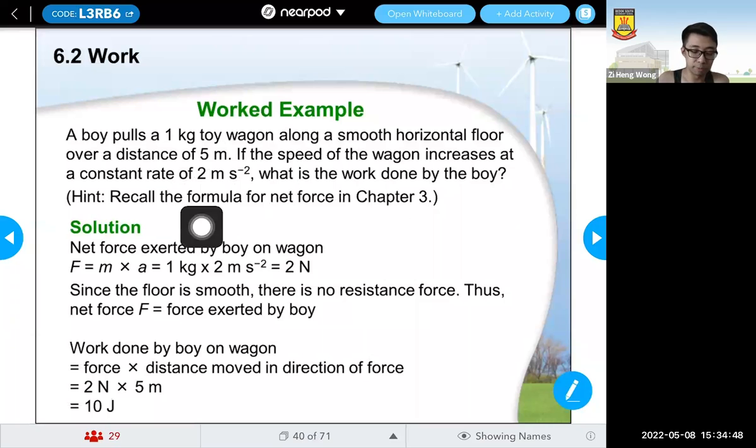So you need a formula for resultant force. First we make use of F equals m times a, where m is 1 kg and acceleration is 2 meters per second squared. So 1 times 2, so 2 newtons. The resultant force is 2 newtons. Because it is a smooth horizontal floor, the resultant force will also be the pulling force because there's no friction. So assuming the pulling force is 2 newtons over 5 meters, there will be 10 joules of work being done. So far, okay?